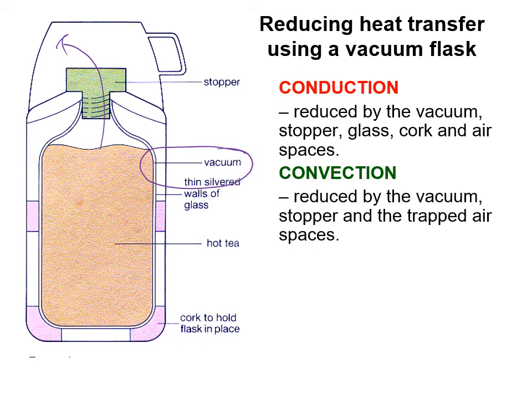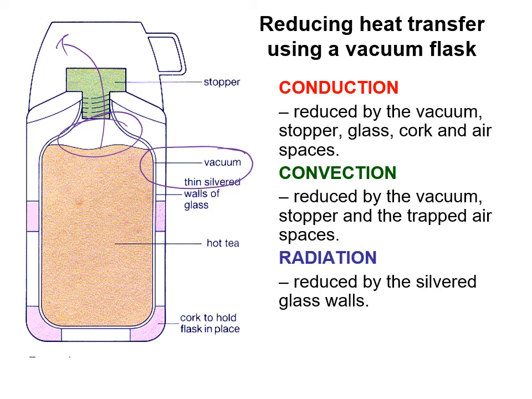From a convection point of view, because we've got that vacuum, you don't have much convection, because convection doesn't happen in a vacuum, and the stopper means that the trapped air spaces can't move, it stays kind of hot air because it's got nowhere to go. And then by radiation, the wall of the thermos itself is silver, and we've already discussed how silver or shiny surfaces reduce heat transfer by radiation.